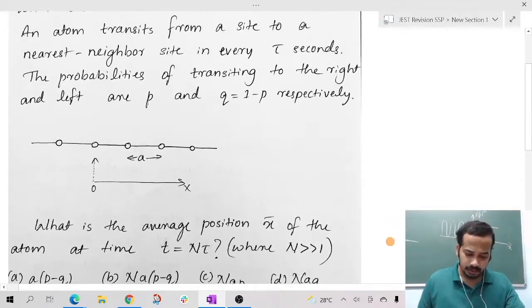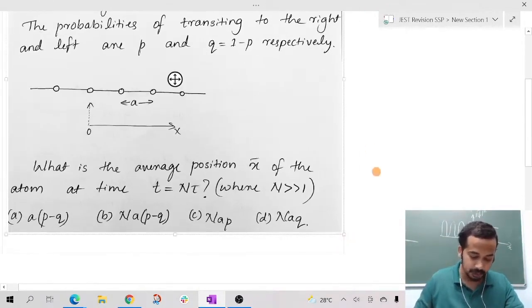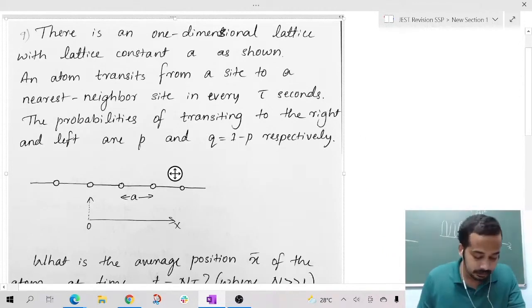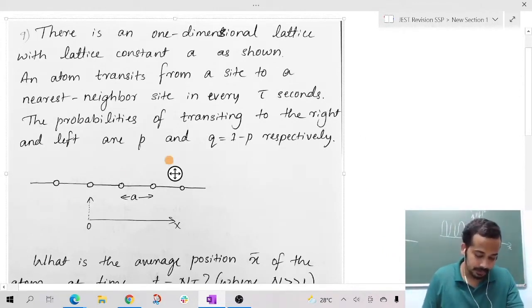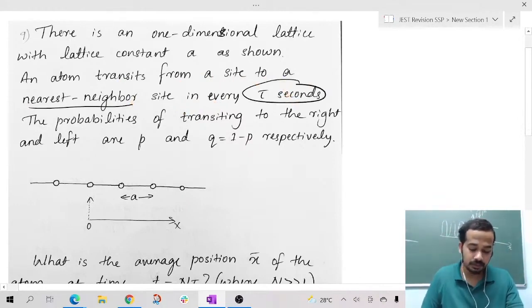So these are just, look at it. This kind of question is there in the JEST exam. Even a kind of numerical question is there. In the JEST exam, there is a one-dimensional lattice with a lattice constant a, as shown. An atom transits from a site to a nearest neighbor site every 2 seconds. So in every 2 seconds, it's going to take one step.